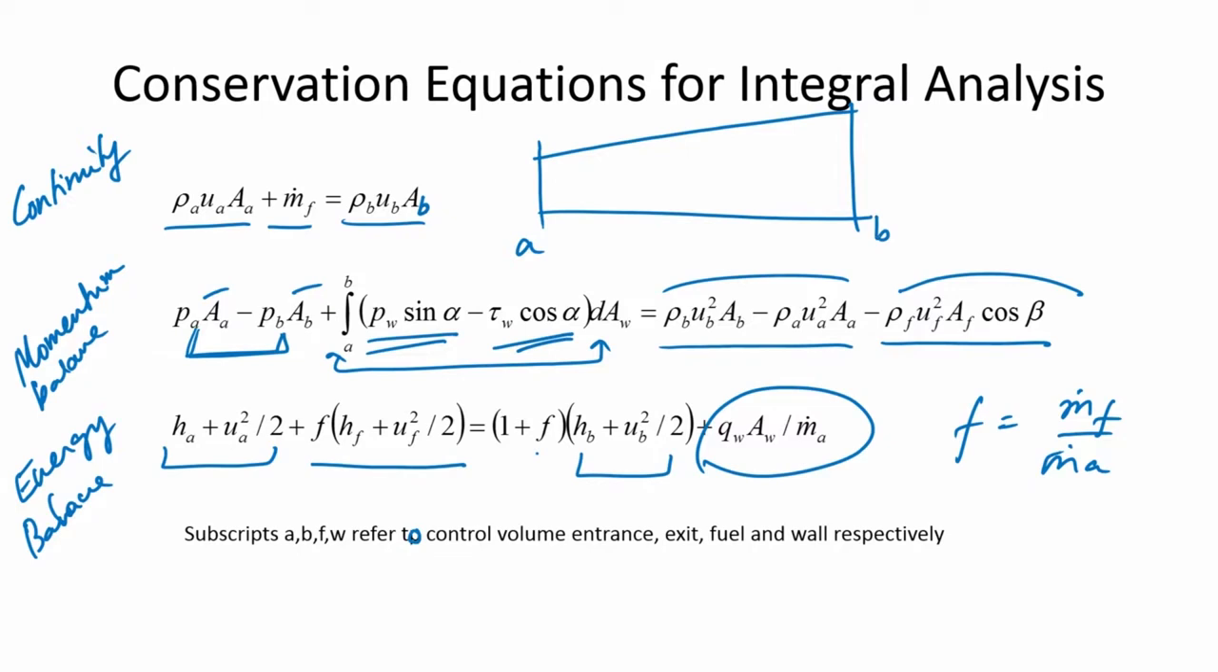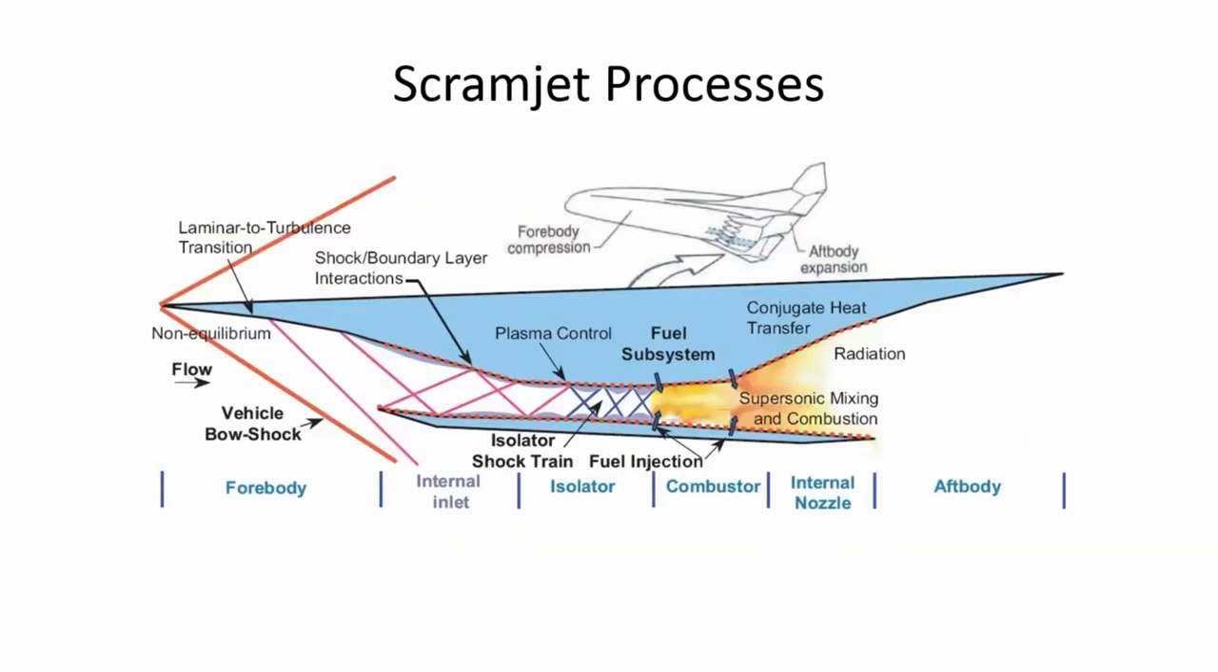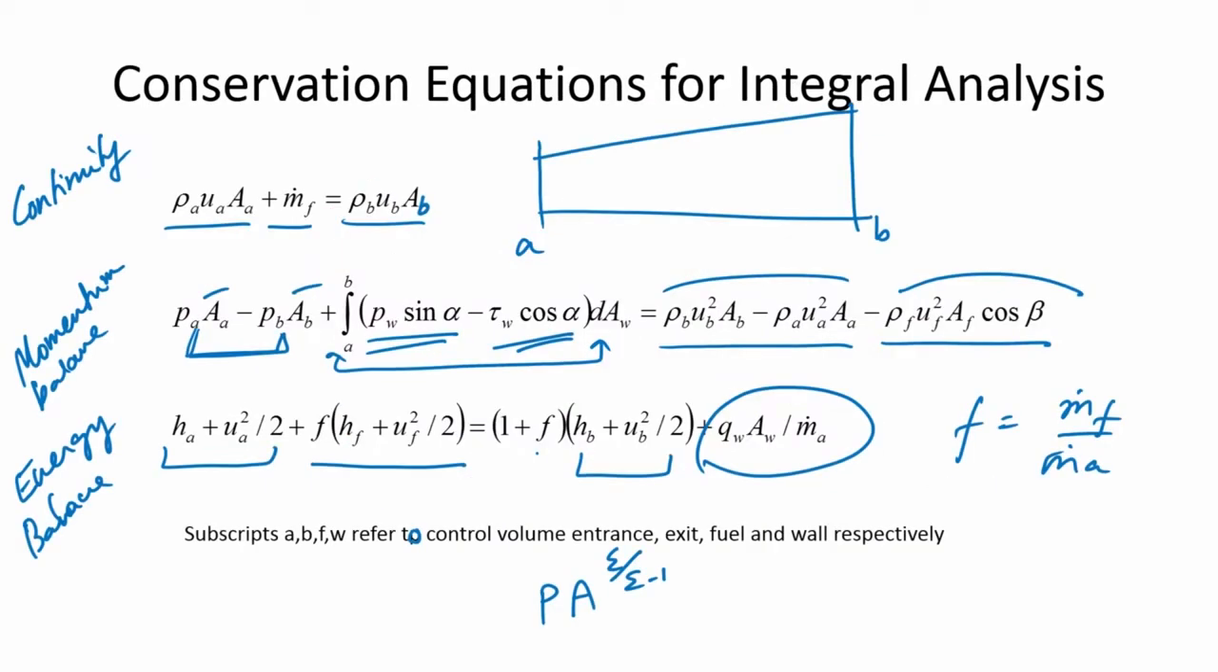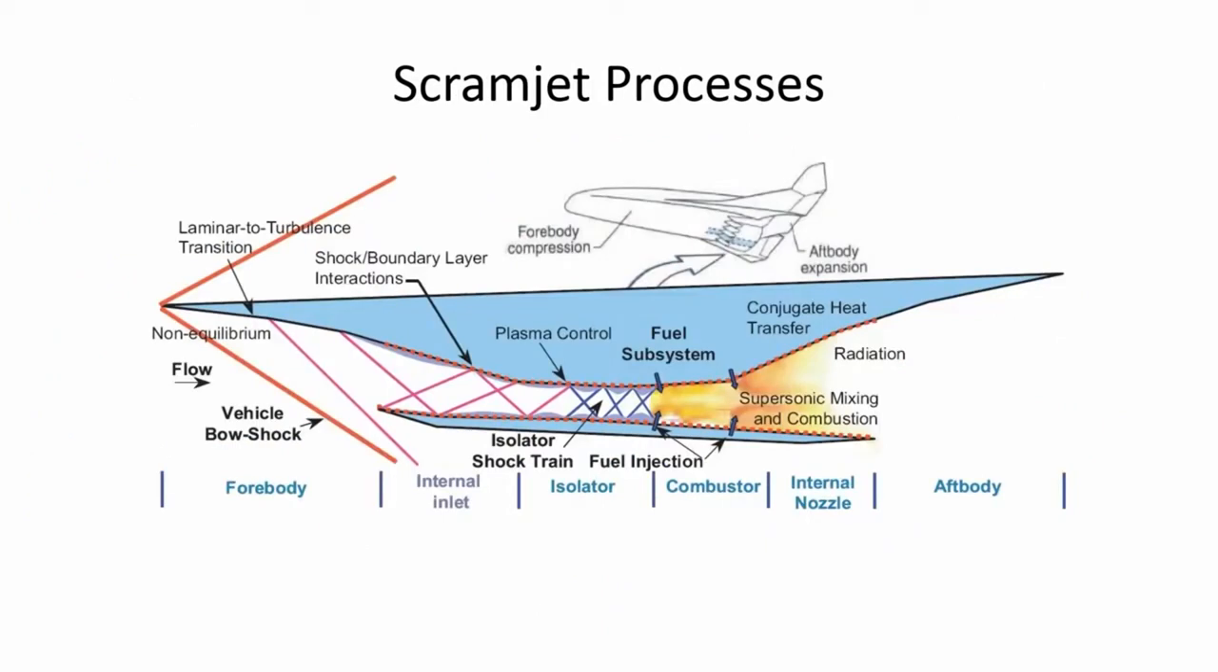So for that, people use different things, like Crocco's pressure area tailoring, like P times A divided by epsilon minus 1, where epsilon can be equal to 0, 1 and minus gamma M squared, depending on whether it's a constant pressure process, a constant area process or a constant Mach number process. People also introduce additional empirical correlations to develop this design. But it's essentially the solution of these three balances, continuity, momentum, and energy, that gives rise to the design analysis.